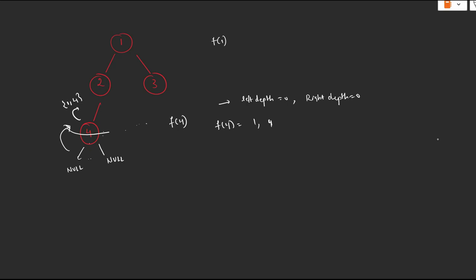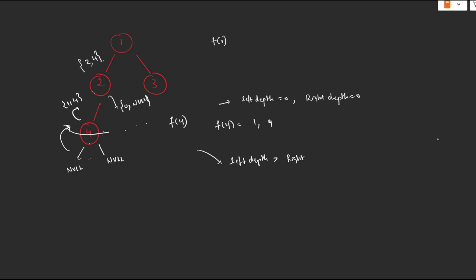Okay, then what will f of 2 do? This one has null, and the null will return 0 and null. So it will check that the left node has a depth of 1 and the right node has a depth of 0. So it will check the left depth. Left depth is 1, which is greater than the right depth. So what will it do? It will return 2, which is nothing but the height. It will increase the height by 1, and based on this comparison it will return the left one. The left one is 4.